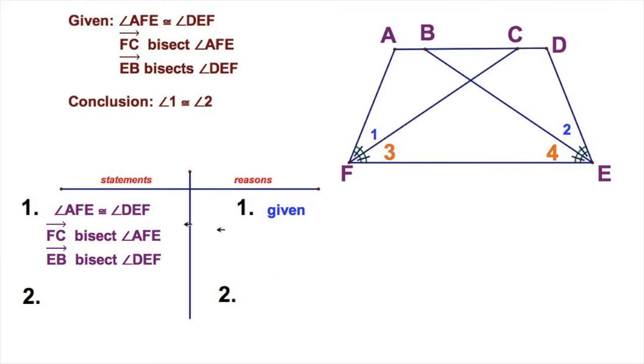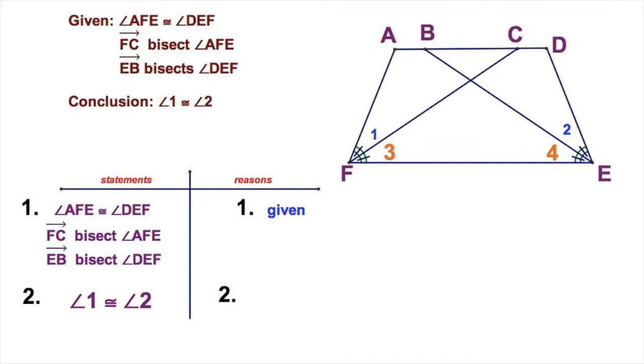Copy down this diagram. AFE is congruent to DEF. FC, that's this ray, bisects this big angle, AFE. And I know that this ray, EB, bisects DEF. Yikes. And I already know my conclusion, so let's just figure out why.